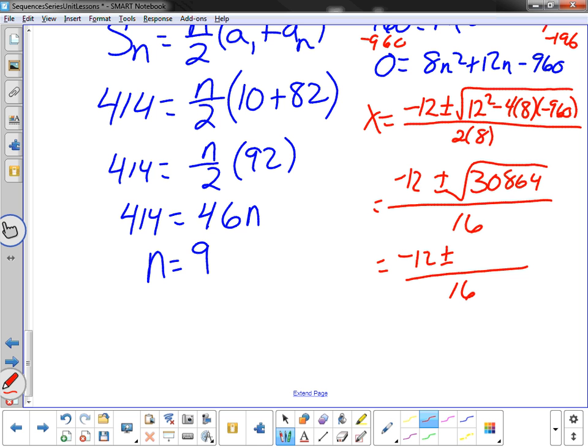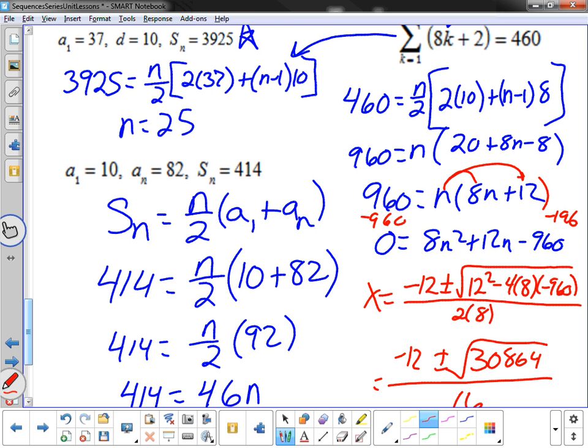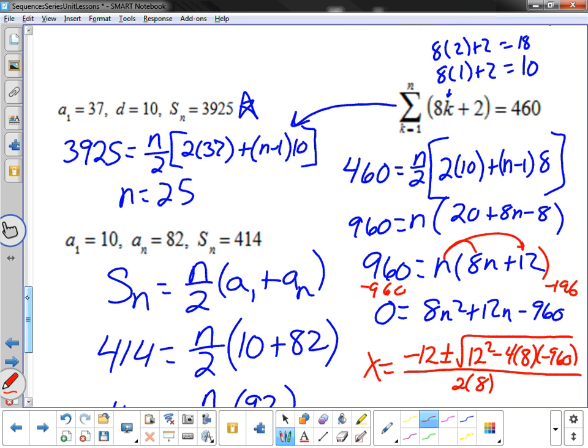is a strange number. I got a mistake. That should have been a nice whole number. So I have a mistake. So what do I do? I got to go back and check my mistakes. What did I do wrong? My first term is 10 because 8 times 1 is 8 plus 2 is 10. My second term was 16 plus 2 is 18. That is a common difference. D would be 8, so that's right. So 8n minus 8, that's good.